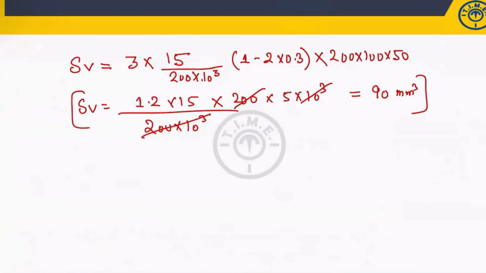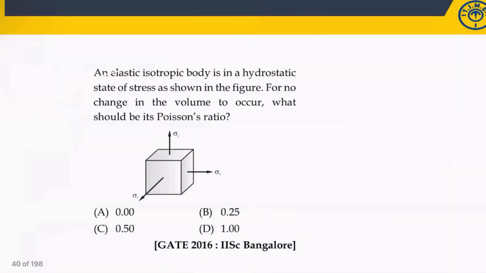Now the next one is, okay, so can you please try to solve this problem? Same problem, same concept you have to use. An elastic isotropic body, this is a block, is subjected to a hydrostatic state of stress. I have told you what we mean by hydrostatic: sigma x, sigma y, sigma z are all the same.